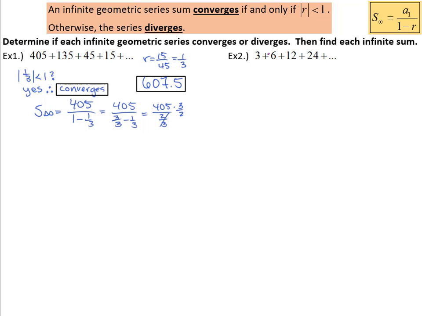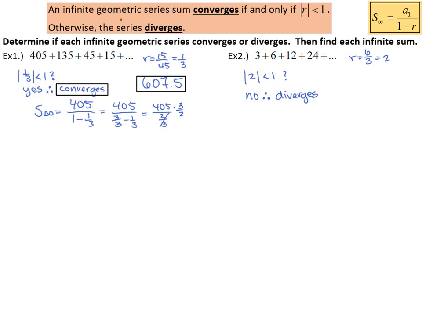Okay, let's try the same thing for number 2. First, we need the common ratio. Again, r is equal to any term divided by the previous term. So 6 divided by 3, which is 2. So let's do our check. Is the absolute value of 2 less than 1? No, it is not. Therefore, this does not converge to a single value. In fact, you can tell this sum is just going to get bigger and bigger as we keep adding bigger and bigger values. So we'd say this diverges.